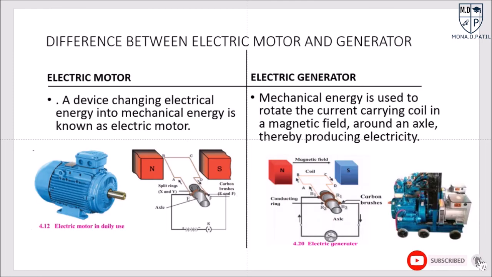Now, the difference between electric motor and electric generator, we will revise again here. A device changing electrical energy into mechanical energy is known as an electric motor. The diagram is shown here and the diagrammatic representation of working is also given. Now the electric generator: mechanical energy is used to rotate the current carrying coil in a magnetic field around an axle, thereby producing electricity. So the mechanical energy converts into electrical energy. Here the diagrammatic representation and the actual machine are shown.